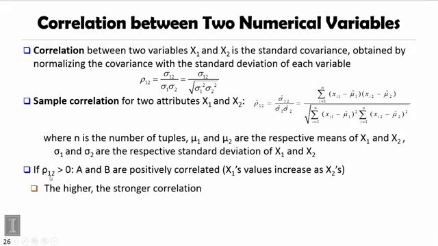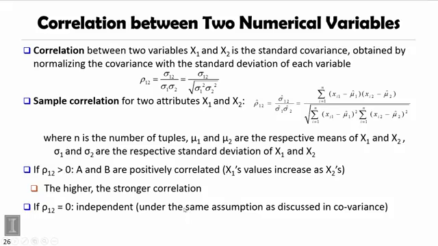Then if this correlation coefficient is greater than 0, that means A and B are positively correlated. That means x1's values increase as x2's do. The higher the value greater than 0, the stronger the correlation. If rho 1,2 equals 0, that implies they are independent under the same assumption as discussed for covariance. If it is less than 0, they are negatively correlated.